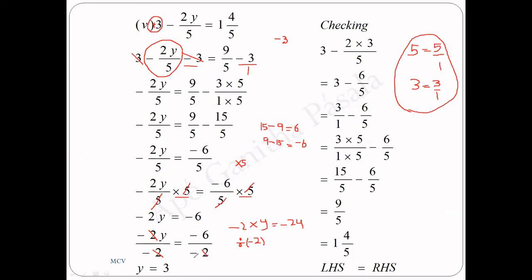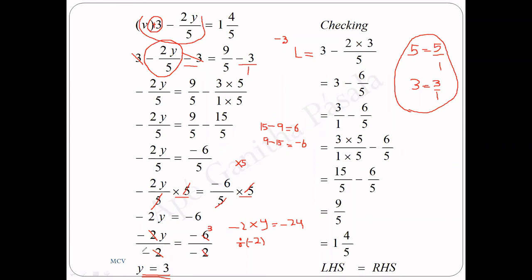6 divided by 2, 2 into 3 is 6. Then the answer is y equals 3. Now, checking the solution. How to check the solution? Take the left hand side. What is the left hand side of the equation? That is 3 minus 2y over 5. This is the left hand side of the equation.